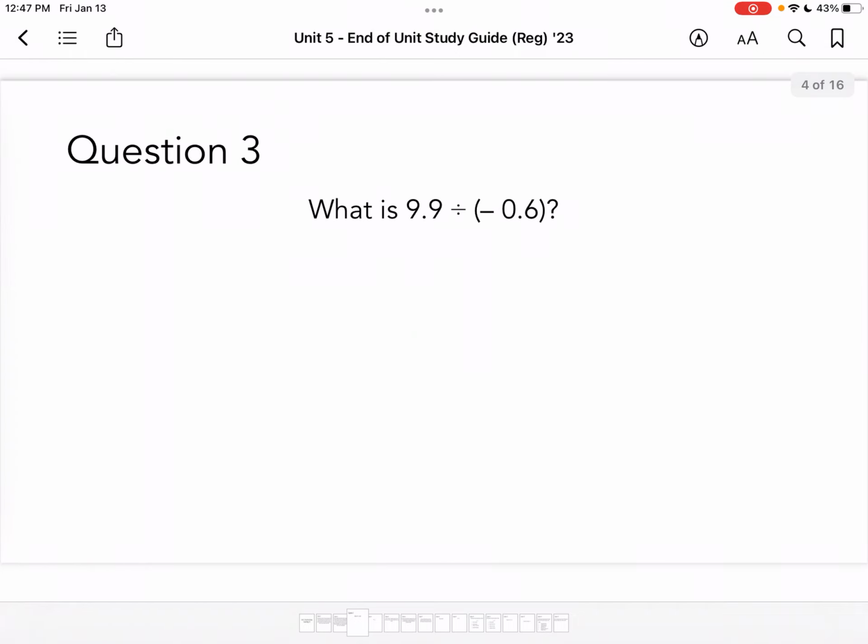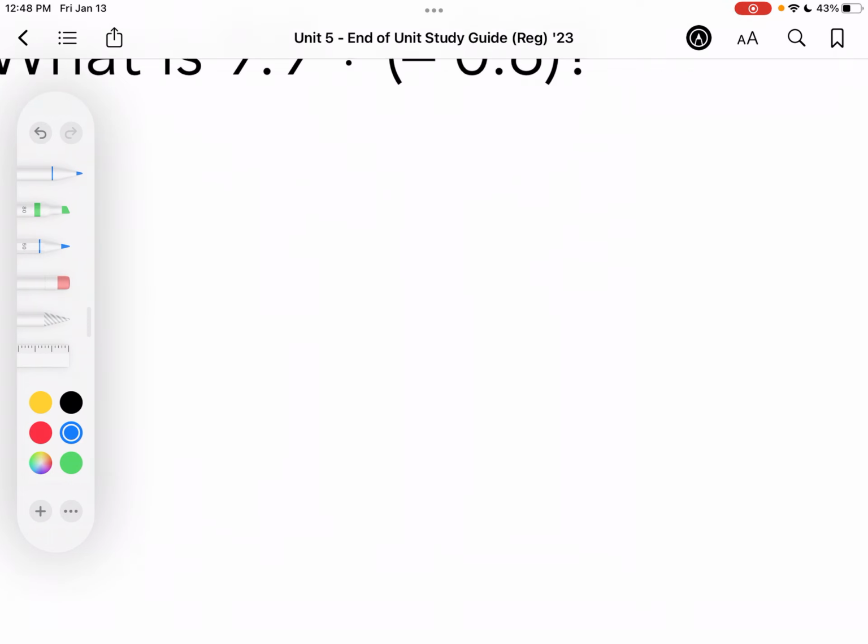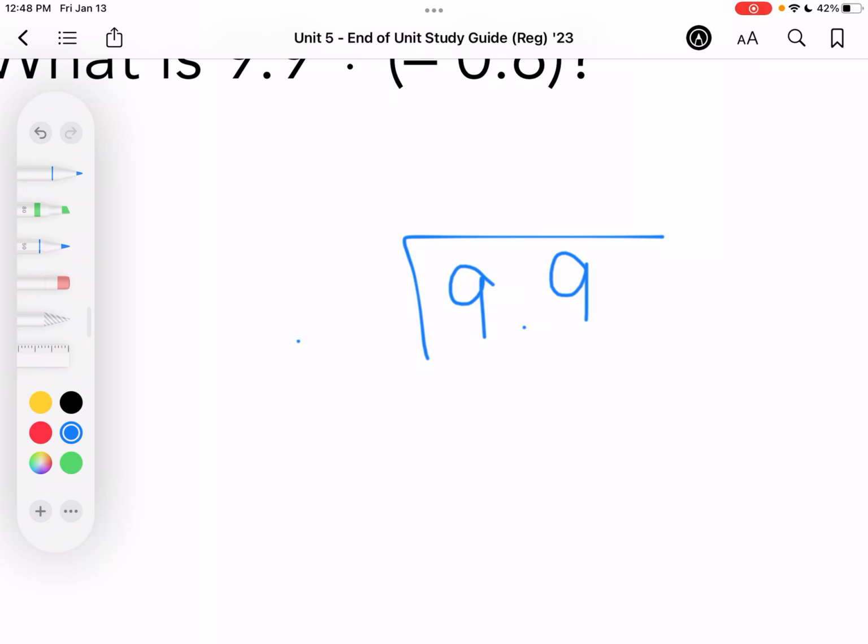All right, what is 9.9 divided by a negative 6/10? Well, I know that when I'm solving a problem and I have 2 different signs, my answer is going to be negative because I'm using division. So I'm going to definitely have a negative answer. I'm going to set it up as 9.9 divided by 0.6. I'm going to move that decimal 1 place to the right, move this decimal 1 place to the right, put my decimal up there.